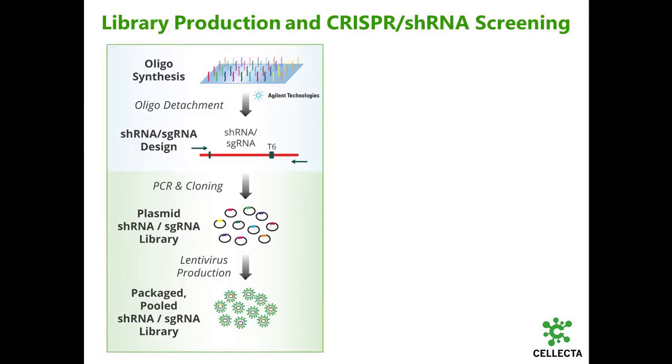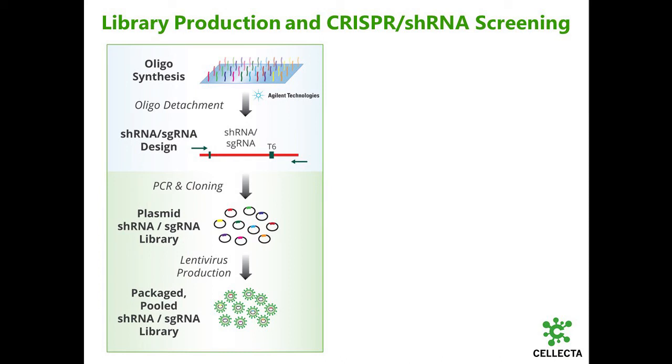The CRISPR pooled screening approach then is a very effective approach to identify genes responsible for driving biological changes, by looking at the effects of disruption of genes across the population of cells and seeing how that affects the growth of the cells depending on which genes are disrupted.